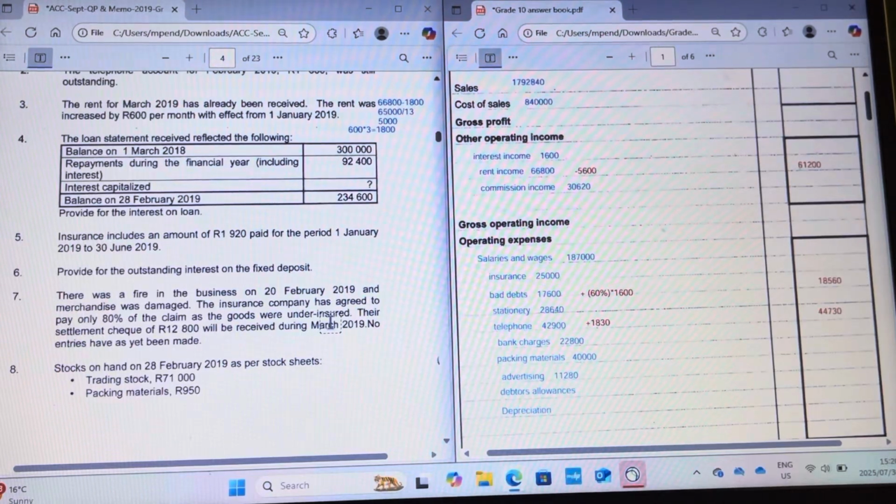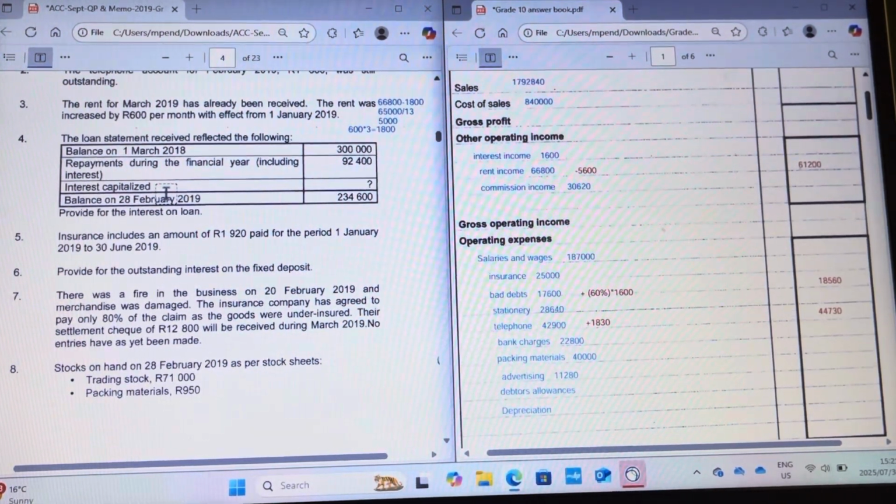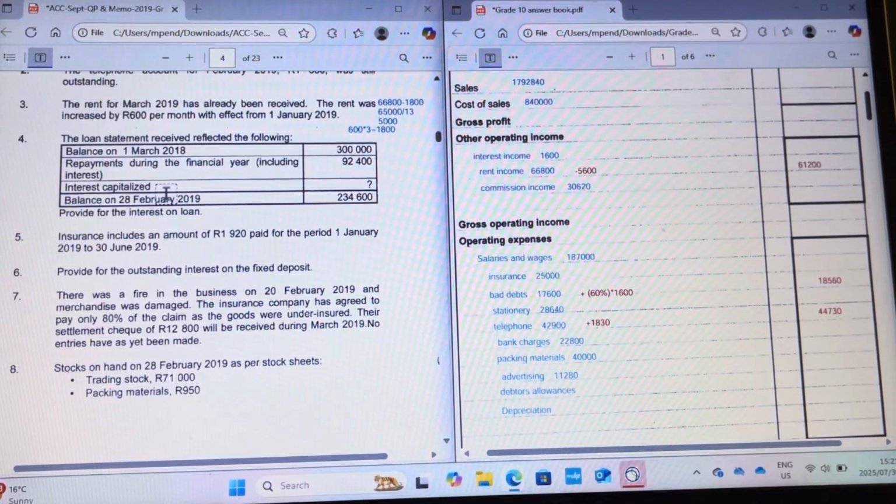It says that the loan statement received reflected the following: the balance on the 1st of March 2018, repayments, interest capitalized, and the closing balance. Therefore, we need to calculate our interest on loan, our interest expense. So we have the closing amount, we have the opening, we have the repayments, and we have interest capitalized. So what does interest do? It increases our loan amount.